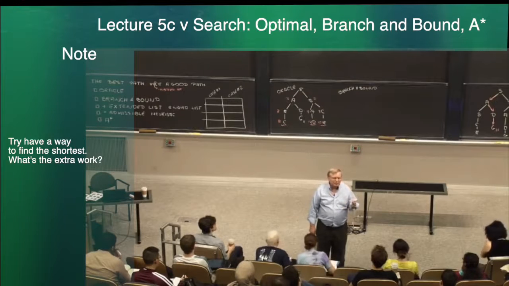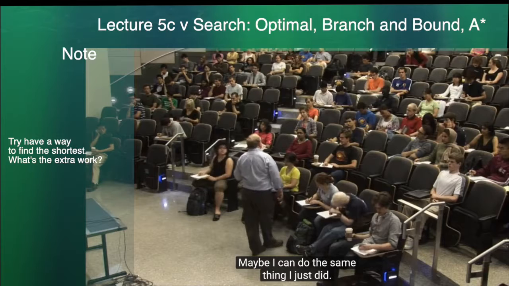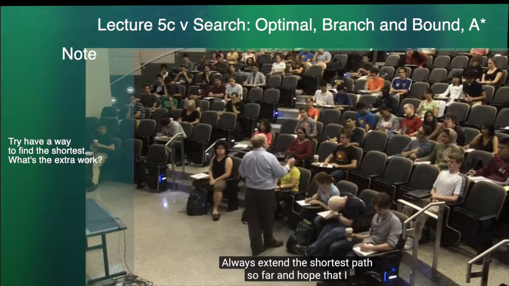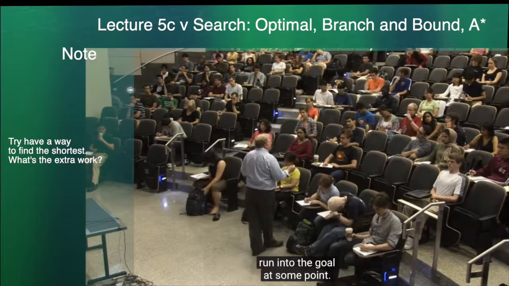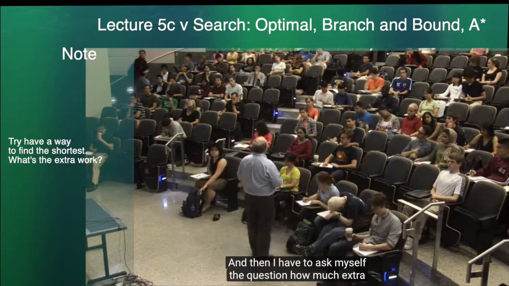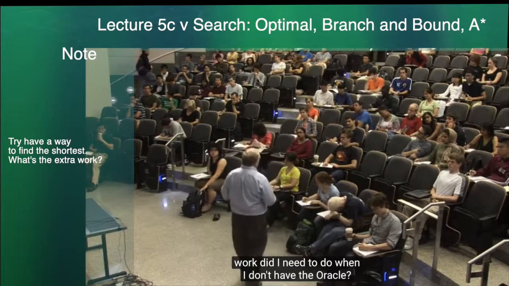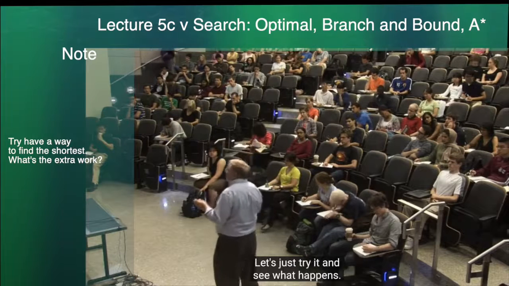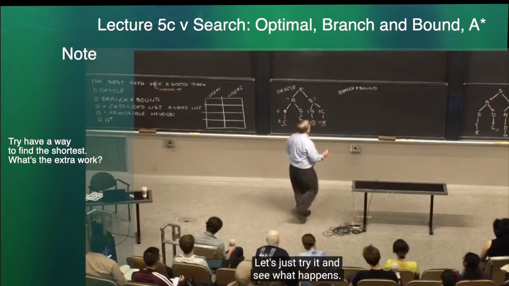Maybe I can do the same thing I just did, always extend the shortest path so far and hope that I run into the goal at some point. And then I have to ask myself the question, how much extra work did I need to do when I don't have the oracle? But let's just try it and see what happens.